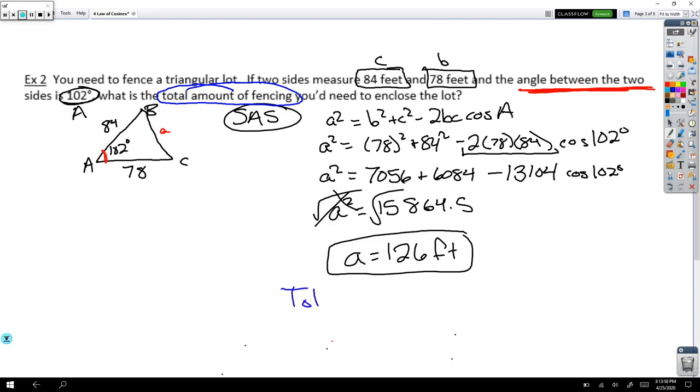So my total is going to be 126 feet plus 84 feet plus 78 feet. So the total amount of fencing I would need is 288 feet.